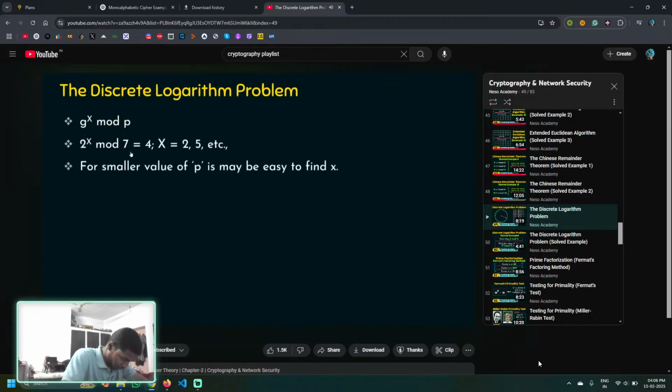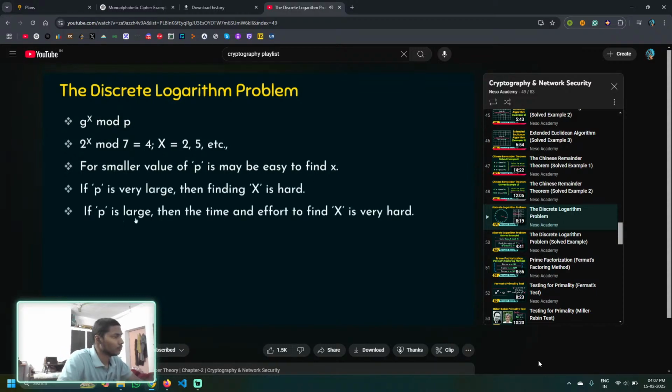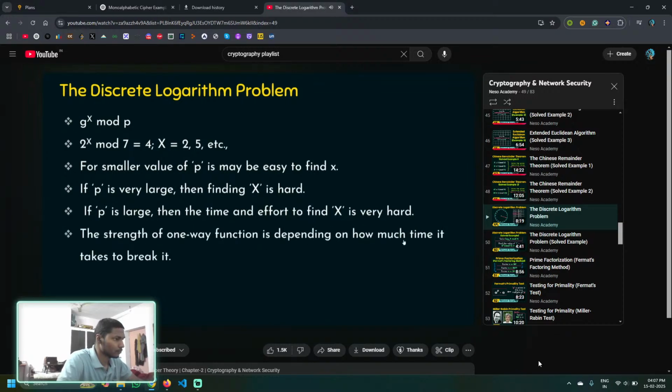For smaller values of the prime number p, it may be easy to find x. But think if the prime number is a very large prime number, then finding x is hard. If the prime number p we take is large, then the time and effort to find x is very high. So that's the logic behind a one-way function. The strength of a one-way function depends on how much time it takes to break it. If you take a large prime number p, even if you know the primitive root, it's really difficult to find the value of x we used to get the result. So that's the property of a one-way function.